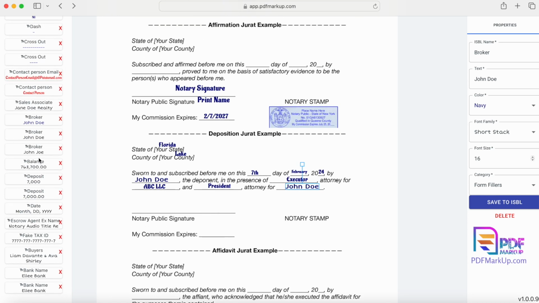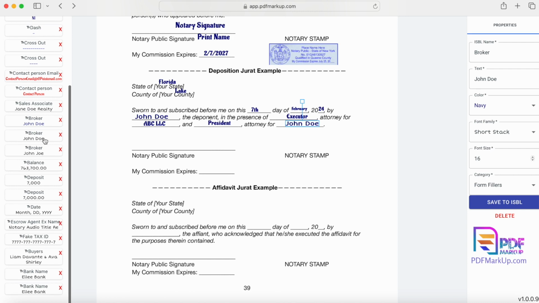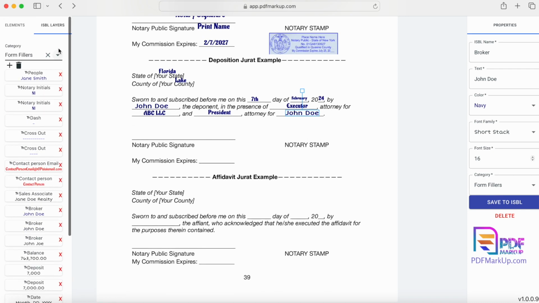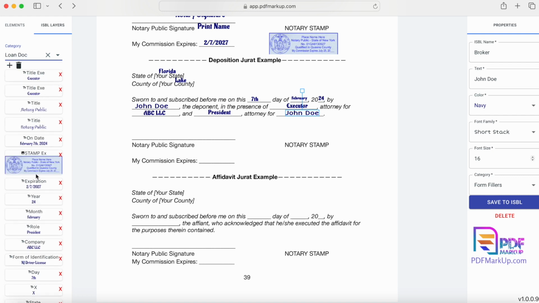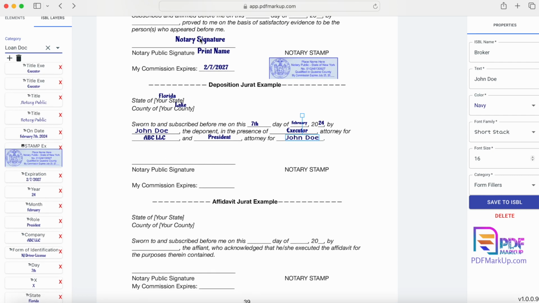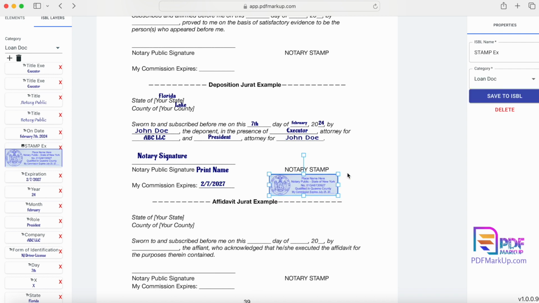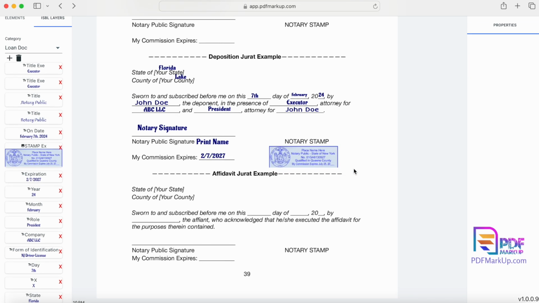And then you're going to go ahead and notarize the document. Actually, let's just take this from here. Notary signature, print your name, nice and small, expiration date, and your stamp. Okay? That's the deposition jurat example.